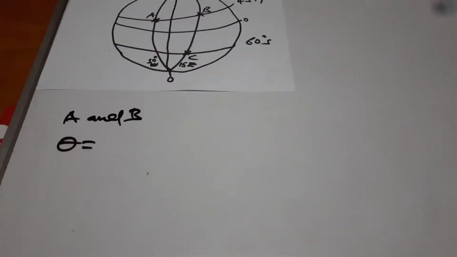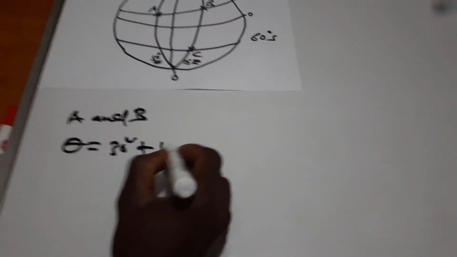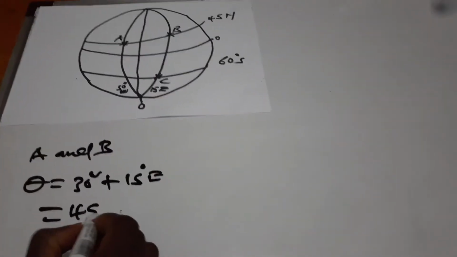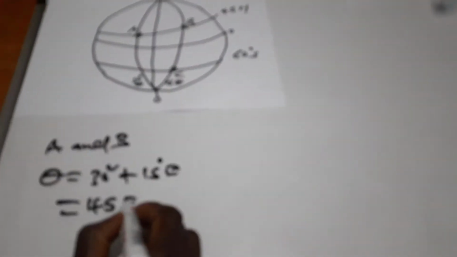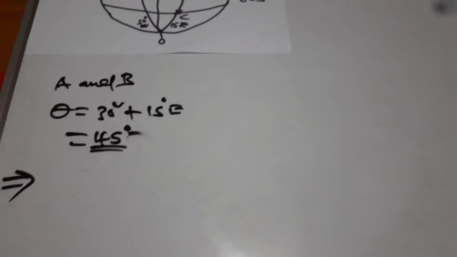The angle difference between A and B: A is located at 30 degrees west plus 15 degrees east, so this is equivalent to 45 degrees. So we have our angle difference. First, you're going to find the distance in kilometers. Remember, this is along the small circle.